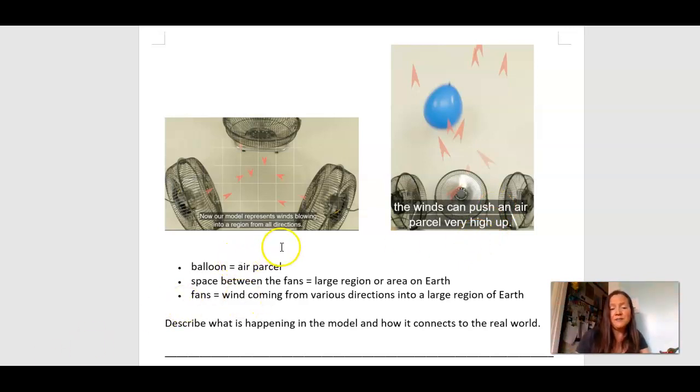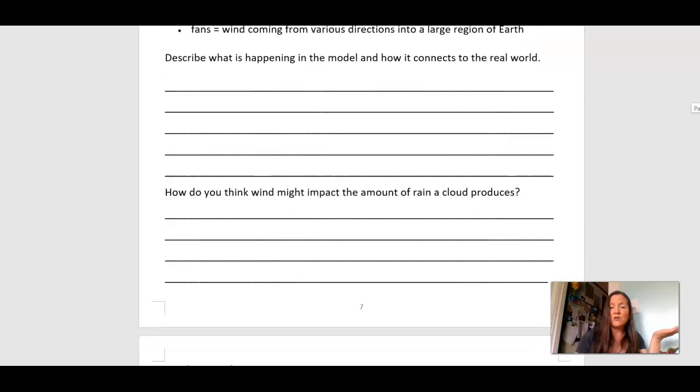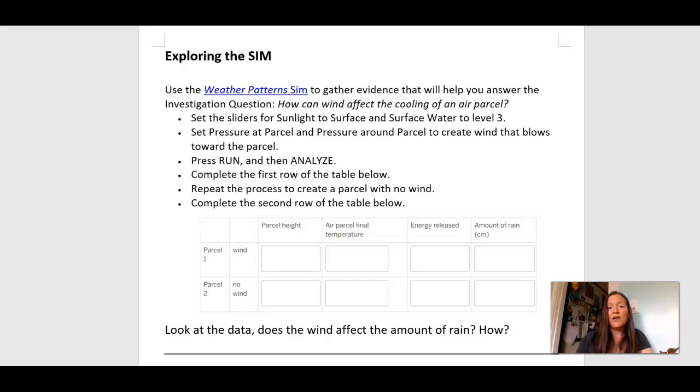So in our model, it's always good to connect our model to the real world when we make a model. The balloon is the air parcel. The space between the fans is like an area on Earth. And the fans are representing the wind that's coming from the various directions. All right, so your job now is to describe in your own words what happened in the model and how it's connecting to the real world. And then, how do you think wind might impact the amount of rain a cloud produces, based on what we've learned so far?